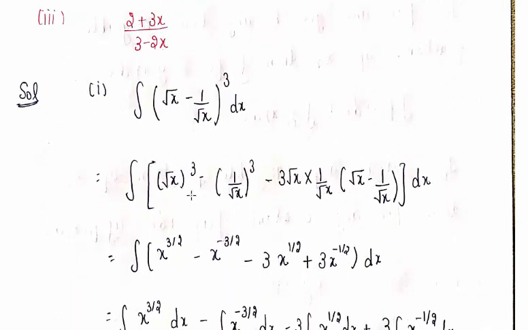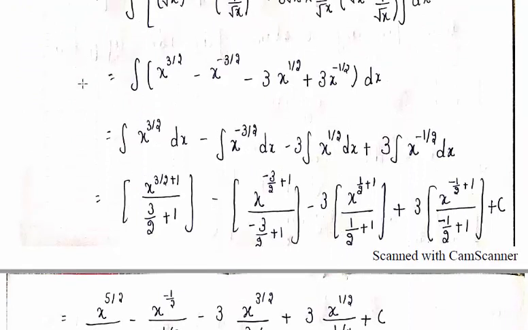Now as we know that under root means power is 1 by 2. So this becomes x raised to power 3 by 2, minus 1 over x raised to power 3 by 2. If we shift this into the numerator, the power is negative, x raised to power minus 3 by 2. Under root x and 1 by under root x cancel out, so minus 3 into under root x means power 1 by 2, minus minus gives plus 3 times x raised to power minus 1 by 2. So we can simplify this.